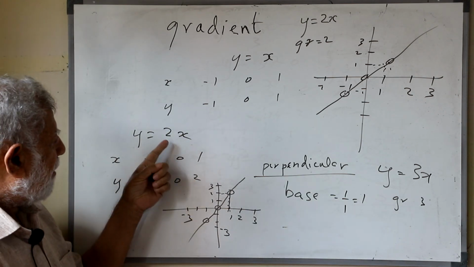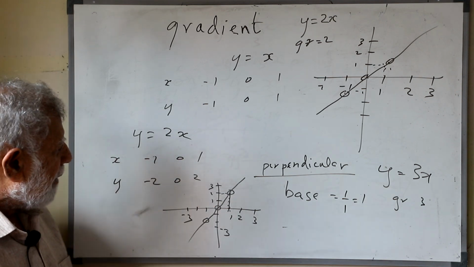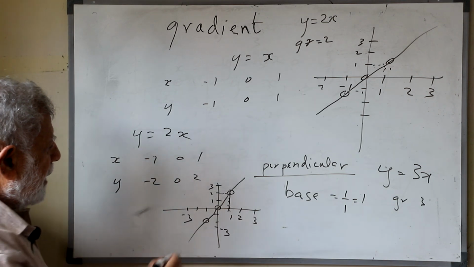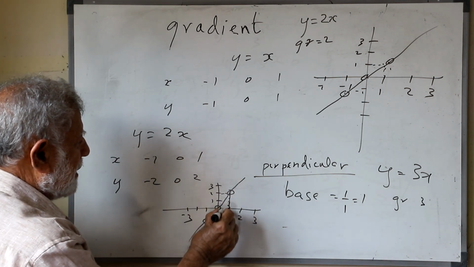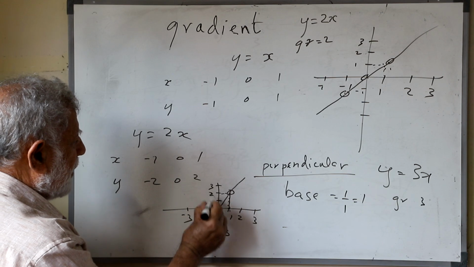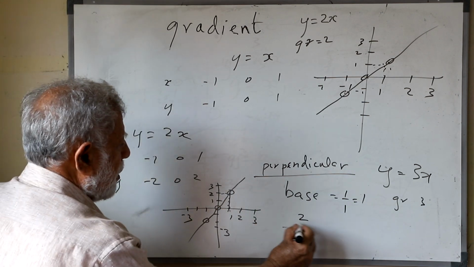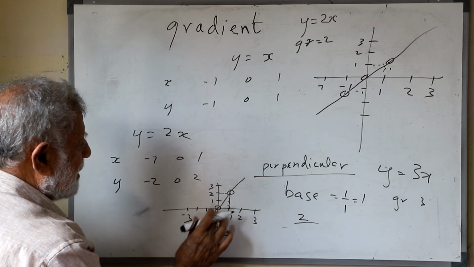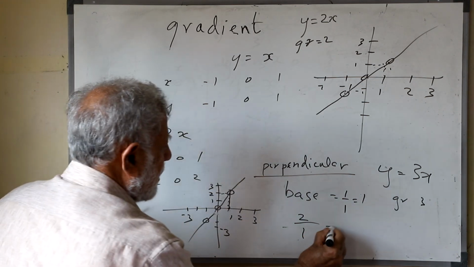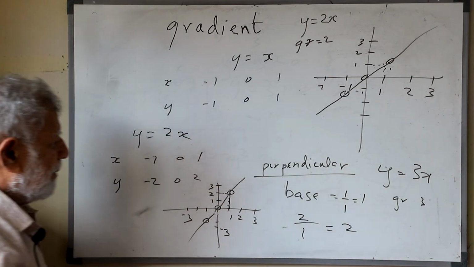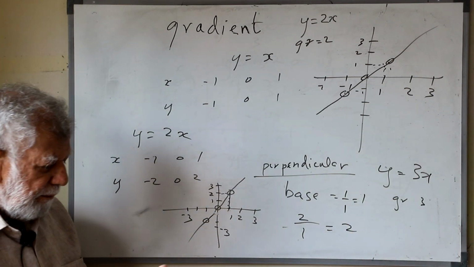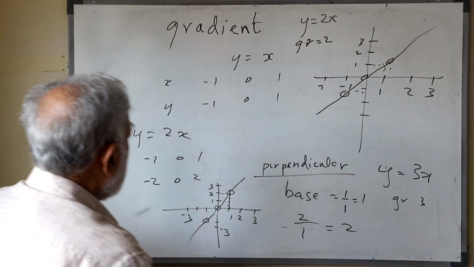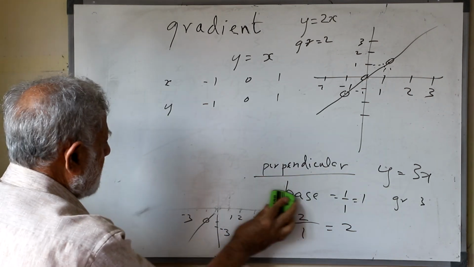But if you are finding a gradient from the graph, what you have to do is take the perpendicular upon base. Now you can draw a triangle like this. From here to here, it is 2. And from here to here, it is the base, which will be 1. Perpendicular upon base is 2 upon 1. So, the gradient is 2 for this one. So, for any graph, to find the gradient, you have to get the perpendicular upon base. We will take another graph.